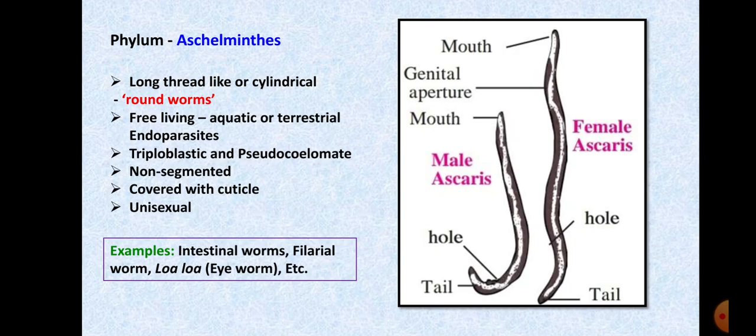Intestinal worms means these worms are present inside the body of the host, in the intestine, to survive. Filarial worms are those that cause filariasis. You might have seen that some people have elephant-sized feet. That is the disease caused by these worms. Okay, let's move to the next.